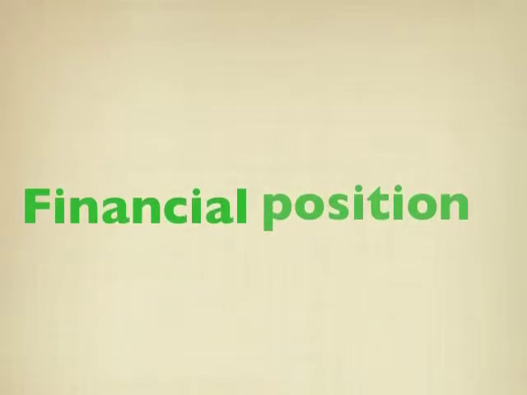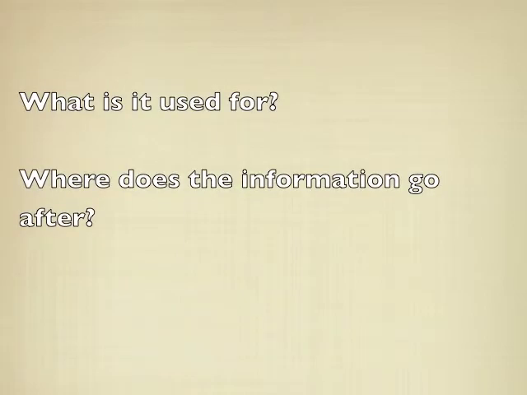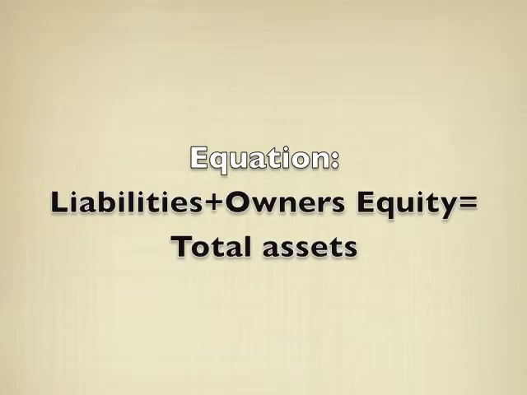Next up, the Statement of Financial Position. Also known as the balance sheet, it shows a company's assets such as cash, liabilities such as debts, and owner's equity such as retained earnings at a specific period of time. The balance in retained earnings comes from the statement of changes in equity, and the balance in cash should agree with the ending cash balance on the cash flow statement. With the important equation, liabilities plus owner's equity always equals total assets.